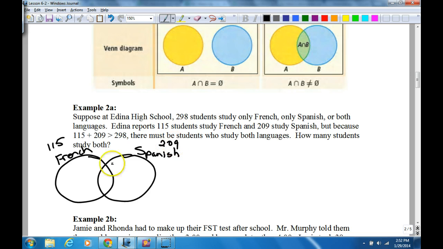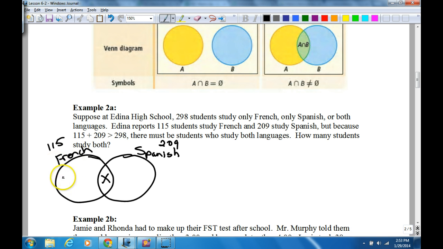There are some students somewhere that do both. So I'm going to put an X there. We don't know how many students are in the middle, but we know that's an X. Okay? Now, to find out whatever is left after I take out that X, how would I write that in algebra right here?